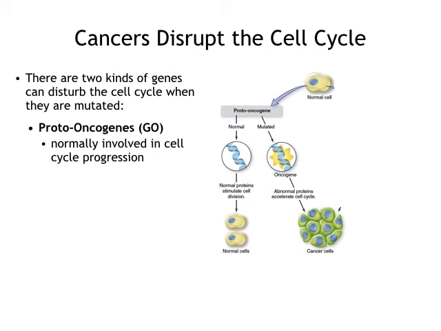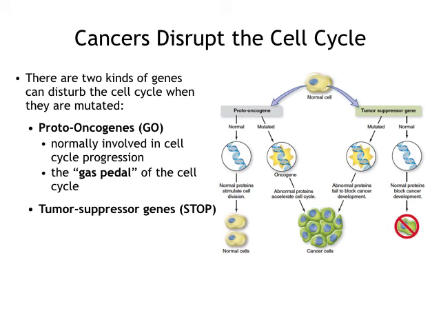Proto-oncogenes are good genes. And when they're mutated, they become oncogenes, right? So there you can see normally they're proto-oncogenes. When they get mutated, they become oncogenes, and then essentially you're pressing on the gas pedal. They're the gas pedal of the cell cycle. So you're telling the cell to divide even when it shouldn't.